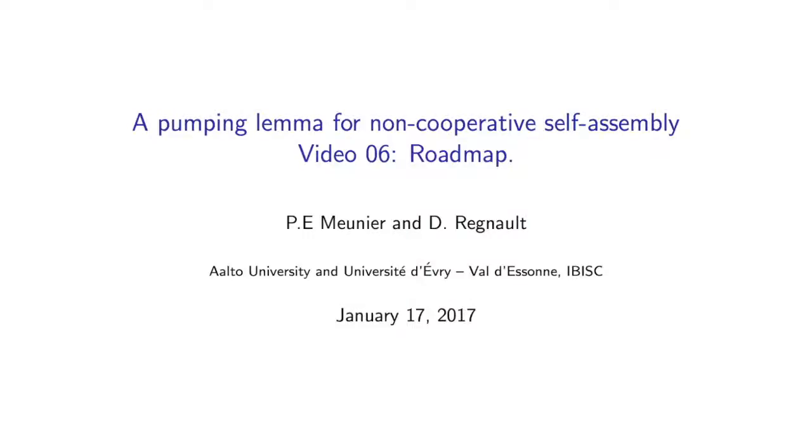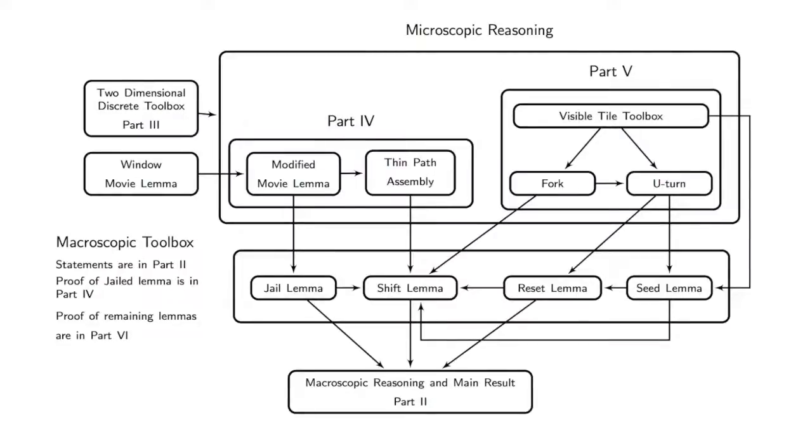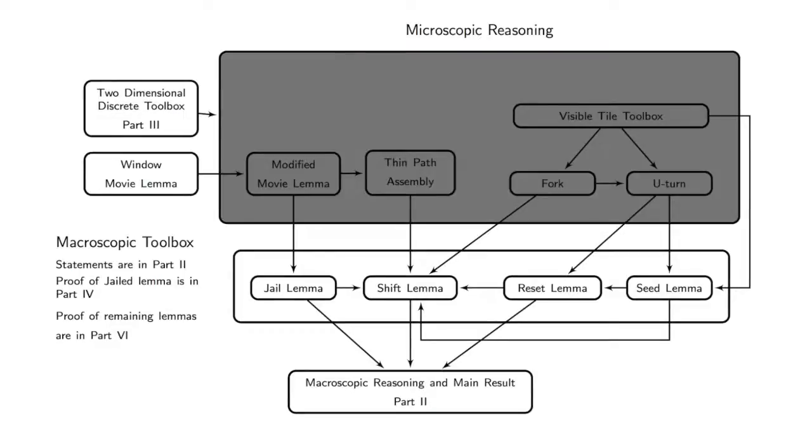This is video 6. We present here the roadmap of the article. The proof of the main result is long, difficult and requires a lot of transitional lemmas. These lemmas are gathered into different parts as shown in this figure. Note that all results of this paper can be categorized in two categories, microscopic and macroscopic ones.